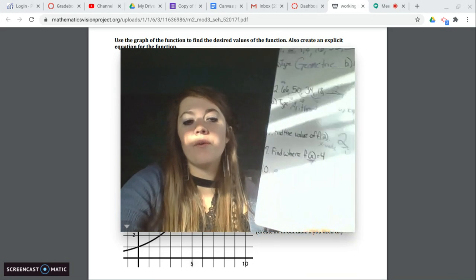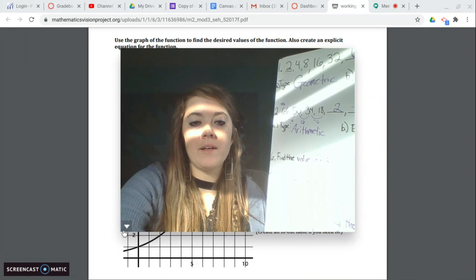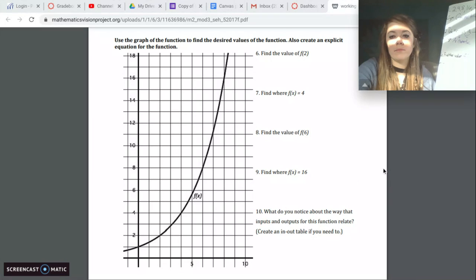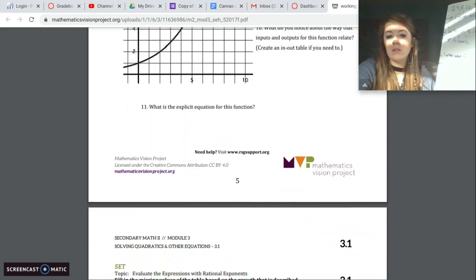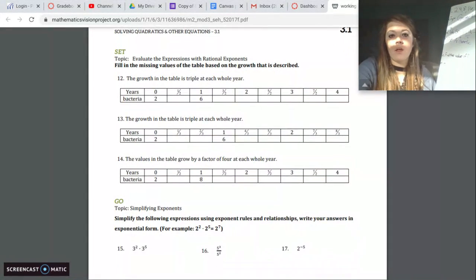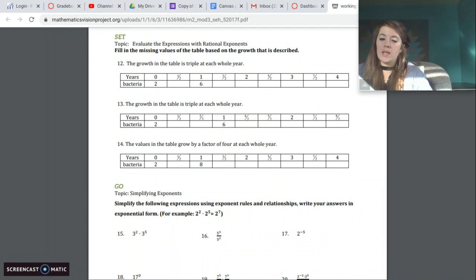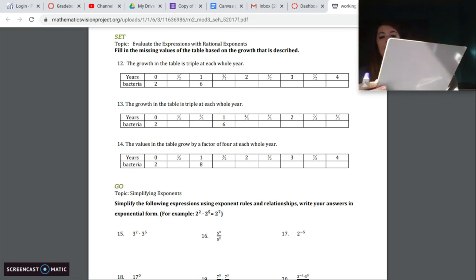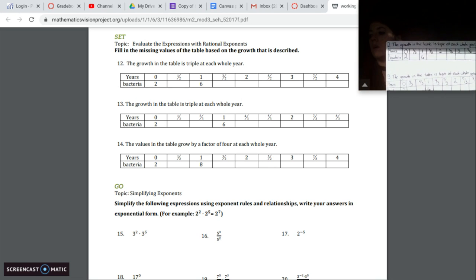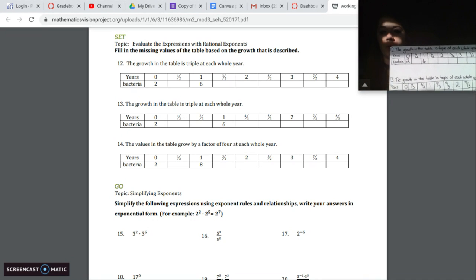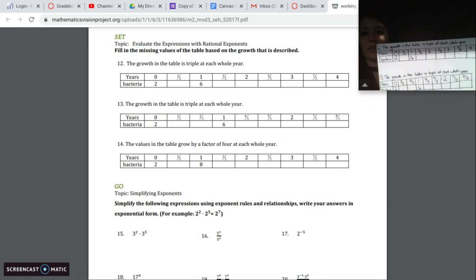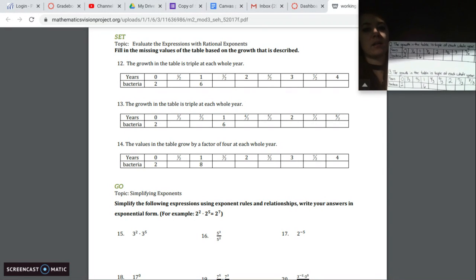All right, so the next thing that we're going to look at is finding missing values in the table based on the growth that's described. So you may be saying, oh, this is going to be easy. Well, it is. It's just a little different because we're finding the in-between values. So we're finding the in-betweens, and we're looking at these patterns. So your keyword is pattern for this lesson, pattern.